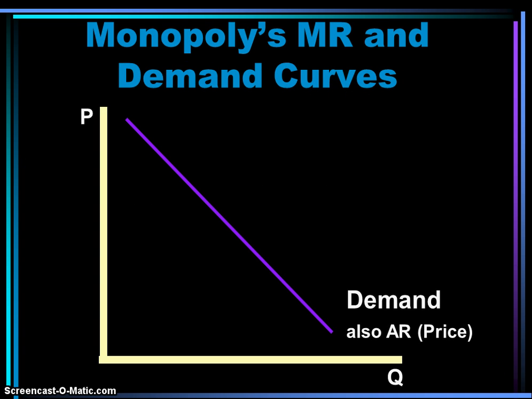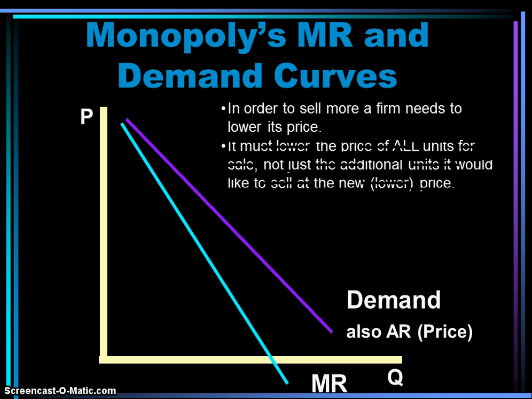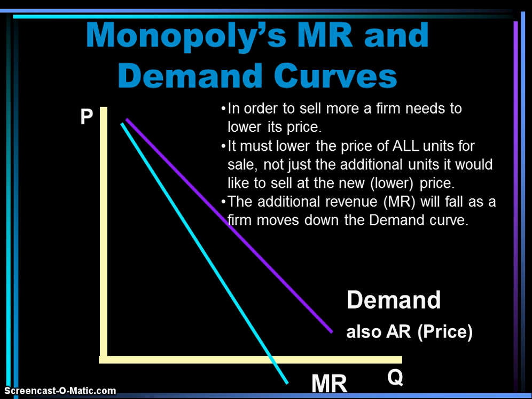Let's take a look at this on the graph. So demand is still the same thing as average revenue, or the price at which the product is sold, but marginal revenue is going to fall approximately twice as fast as the demand curve. And here's the best way to summarize why this happens. In order to sell more, a firm needs to lower its price. It must lower the price of all units for sale, not just the additional units it would like to sell at the new lower price. So the additional revenue, or the marginal revenue gained for each additional unit of output, will fall as a firm moves down the demand curve.